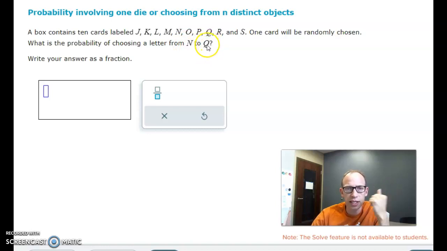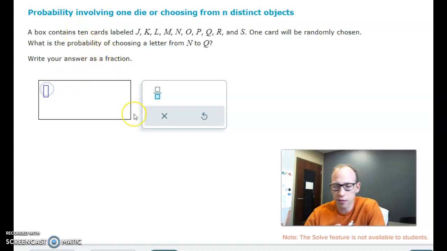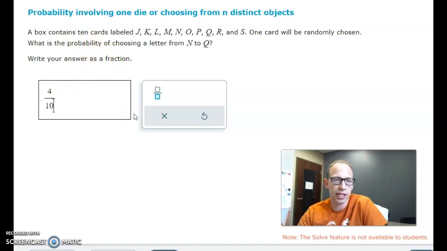So we'd have 4 successes, and then we have 10 total cards. So 4 out of the 10 will be successes. It wants it as a fraction, so we're going to write 4 divided by 10. We could simplify this to be 2 out of 5.